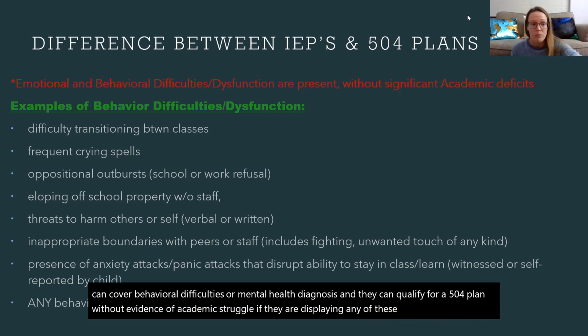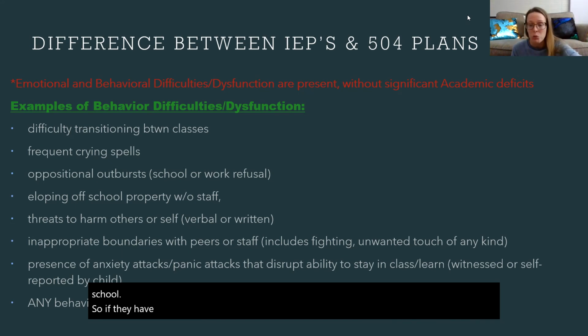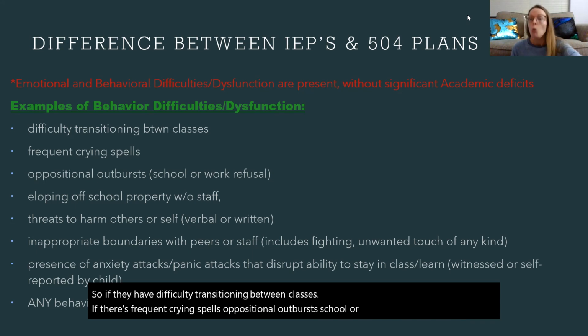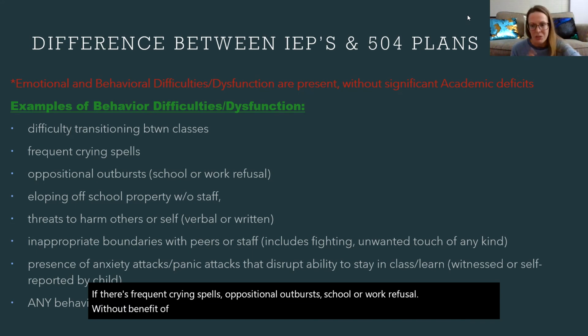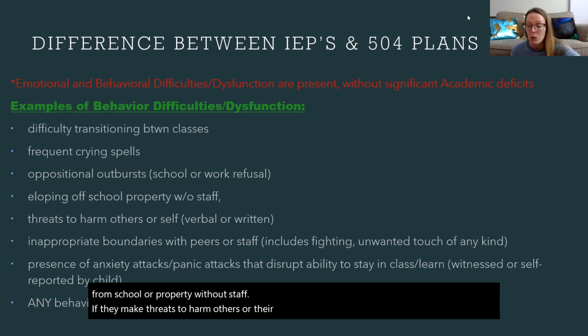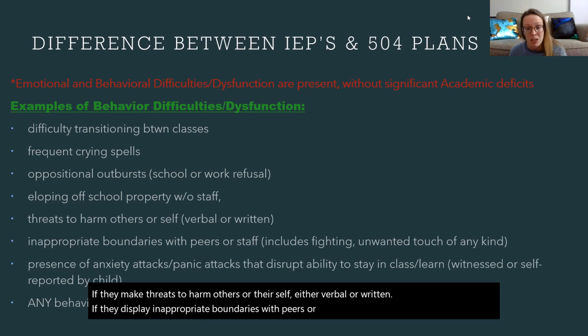behaviors in school. So if they have difficulty transitioning between classes, if there's frequent crying spells, oppositional outbursts like school or work refusal without benefit of an oppositional defiant disorder, right, a diagnosis, if they elope or run away from school or property without staff, if they make threats to harm others or themselves, either verbal or written, if they display inappropriate boundaries with peers or staff or both. This can include fighting or unwanted personal touching.